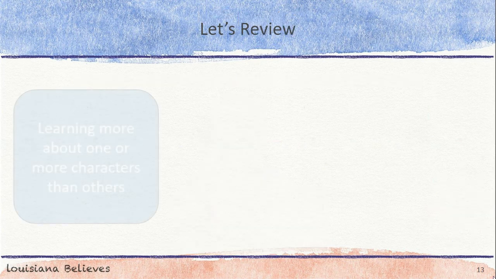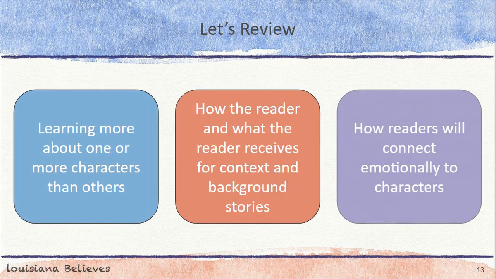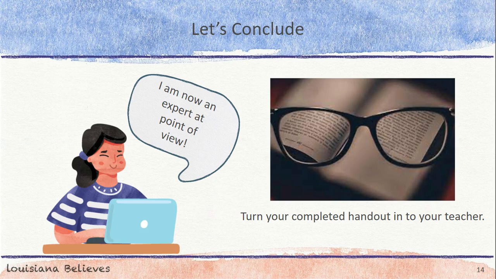Let's review. Some examples of how the point of view could impact a reader's perspective are learning who certain characters are as people, how the reader receives the context and backstories from one or more characters, and connecting emotionally if readers have details to connect to. Before you begin writing your narrative, you must decide how you want your readers to learn who the character or characters are and how you want readers to experience the plot unfolding. You will use this new knowledge as you engage in the ELA Guidebooks Unit Restart. When you finish this video, be sure to turn in your completed handout to your teacher.